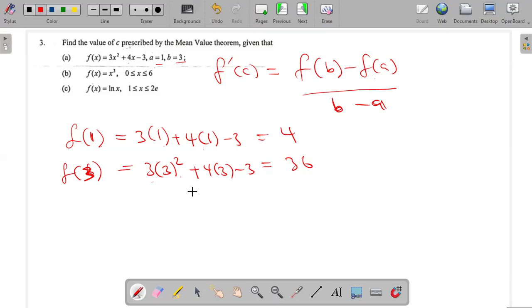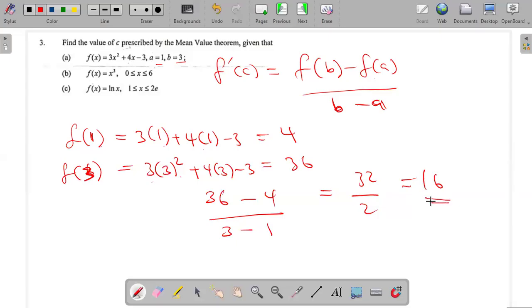So we're saying here, I replace them. So f of b, which is just 36, like that. Then minus f of a is 4. Then I divide by my b, which is 3, minus my a, which is 1. So here this gives me 32 over 2, and this gives me 16. So 16 is the value that I get here.